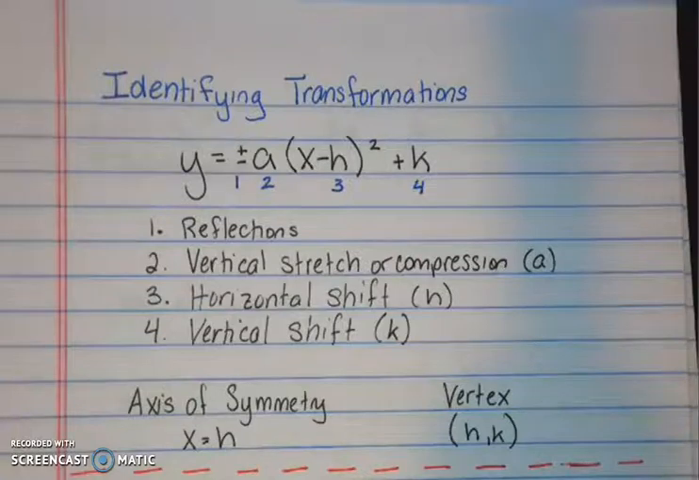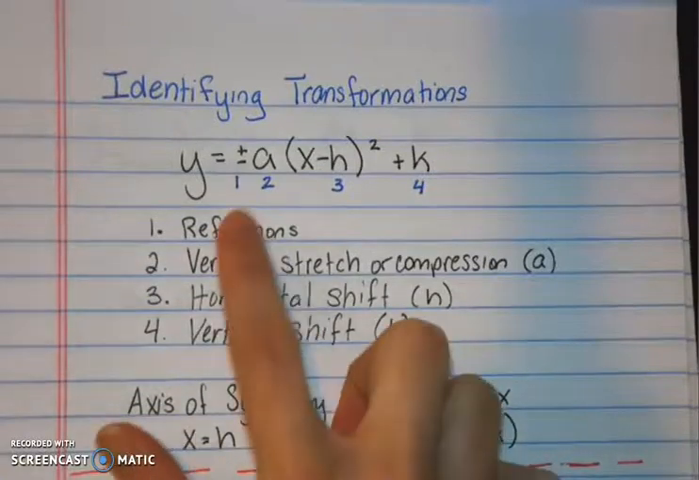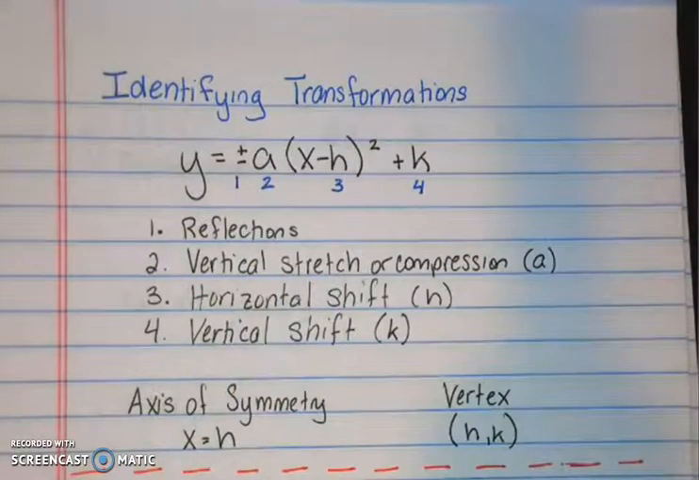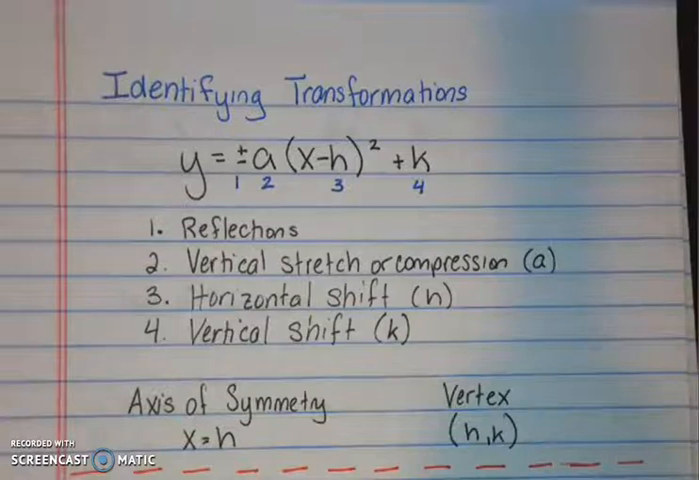In this video, we are going to practice identifying transformations when we are given an equation in vertex form. And in this case, we are going to practice identifying all of our transformations together. In the previous videos, you have only done stretches or compressions, or vertical and horizontal shifts. So I want to have an example where we look at every piece together.